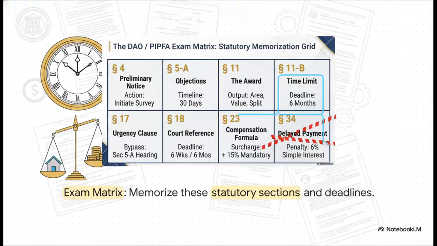We have covered a tremendous amount of ground today, from the very first Section 4 preliminary notice all the way to the rigid 6-month deadline of Section 11B and that stinging 6% penalty under Section 34. So, I want to leave you with this final thought. When you are sitting there as the final checkpoint between state power and citizen rights, are you truly prepared to enforce these rigid statutory deadlines and safeguard the public treasury from catastrophic audit failures?